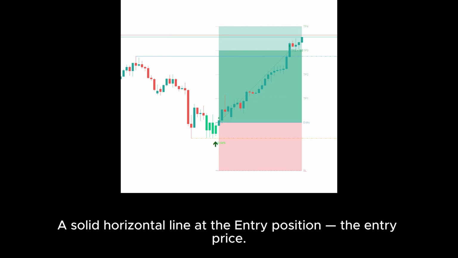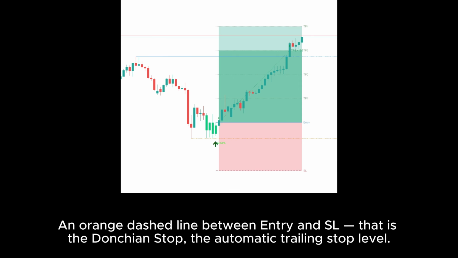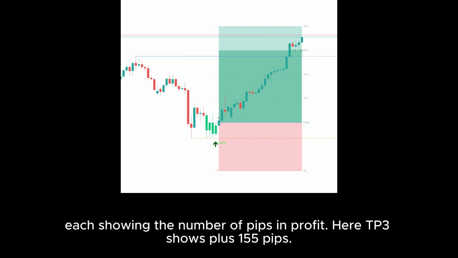A solid horizontal line at the entry position, the entry price. A red dashed line at the bottom labeled SL, stop loss, this is the cut loss level. An orange dashed line between entry and SL, that is the Donchian stop, the automatic trailing stop level. Above entry are 4 take profit levels, TP1, TP2, TP3, TP4, each showing the number of pips in profit.